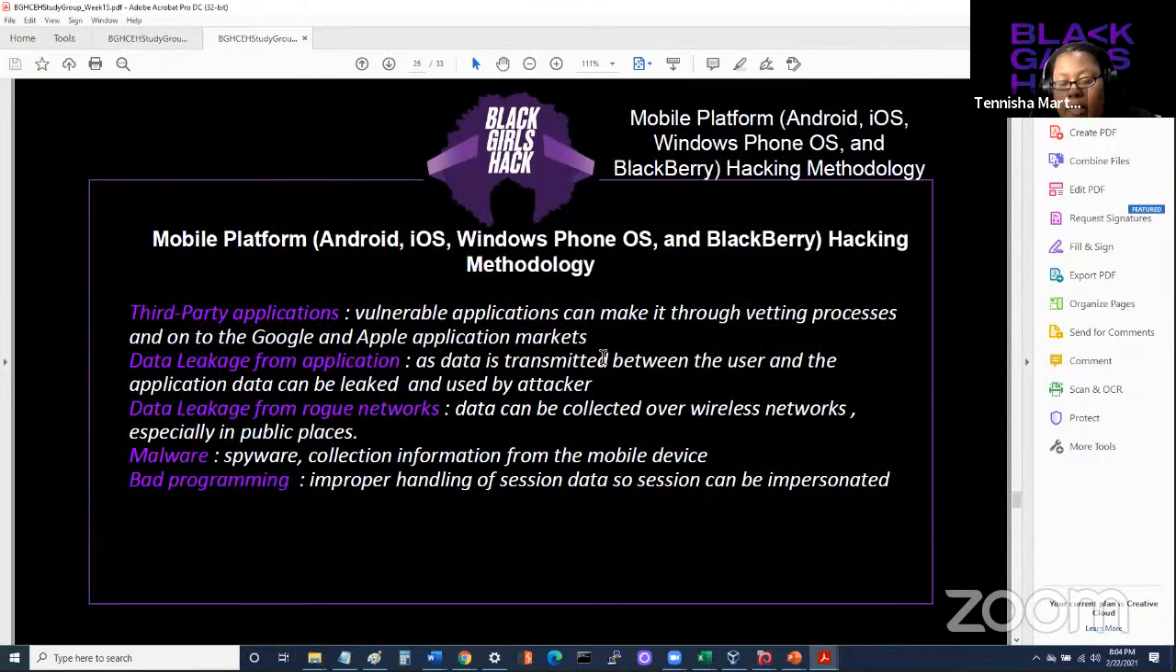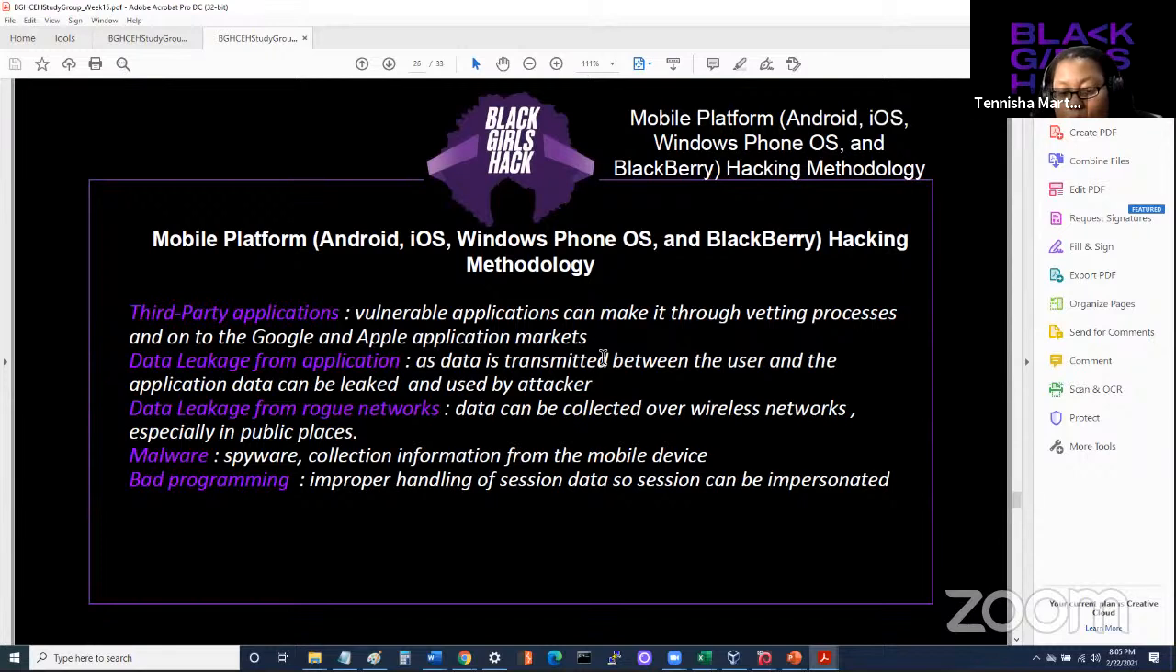All right, so mobile platforms. So we're talking about all of your mobile devices. This is like mobile device management hacking methodology. So third-party applications, so things that you don't get through, for example, your traditional marketplaces, like your Google app store, your iPhone store. Data leakage from the application. So as data is transmitted between the user and the application, data can be leaked and used by the attacker.